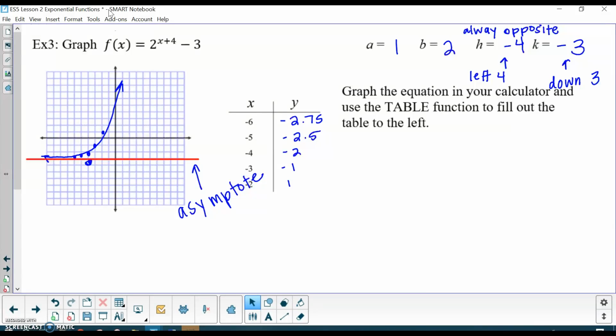Okay, so make sure you get that example 3. That's our last graphing example for this learning target.